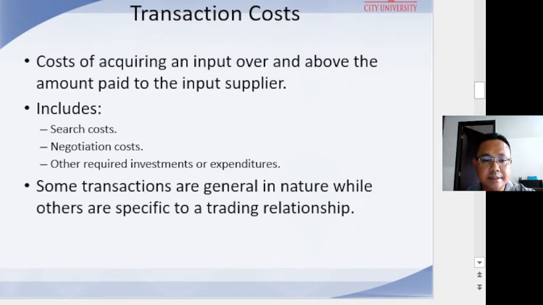So that's why it includes the cost of searching for a supplier willing to sell a given input, and then the cost of negotiating a price at which the input will be purchased. So this cost may be in terms of opportunity cost of time, legal fees, and so forth. And then other investment and expenditure required to facilitate exchange.